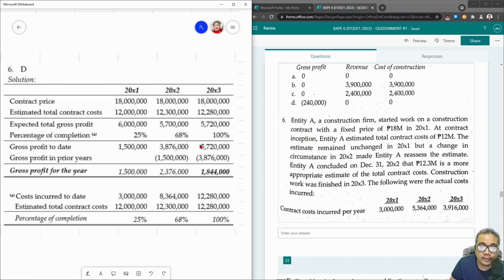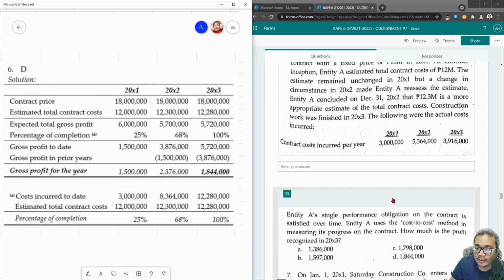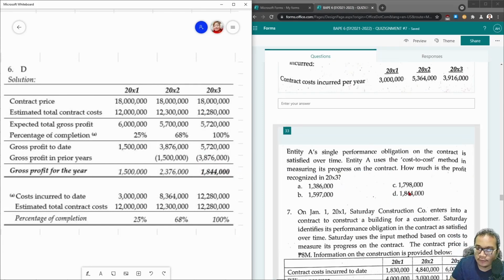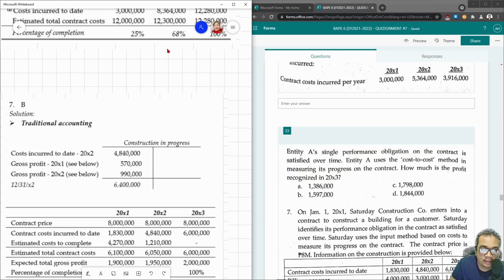5,720,000. Pero gross profit to date yan, cumulative. Tanggalin mo yung previous year, di ba? Tanggalin mo, 1.844 ang iyong gross profit for the year 20x3, which is letter D, 1.844. Now, let's go to number 7.